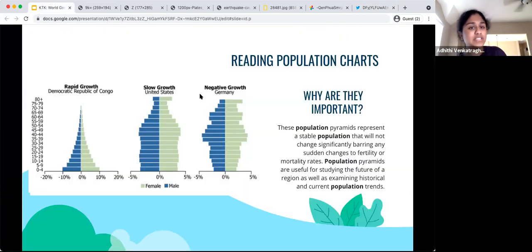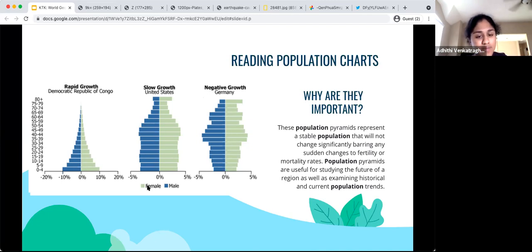So we have here, back to our human geography, reading population charts. So population charts are super, super important because they represent the development of a nation and because people in the country represent the country. So if there are a lot of people in your country, it's going to be a bigger country with usually a larger economy. And if it's a very small country, it'll have a very mellow economy, might not be very largely manufacturing based. So these are useful for studying the future of a region as well as examining historical and current trends in population.